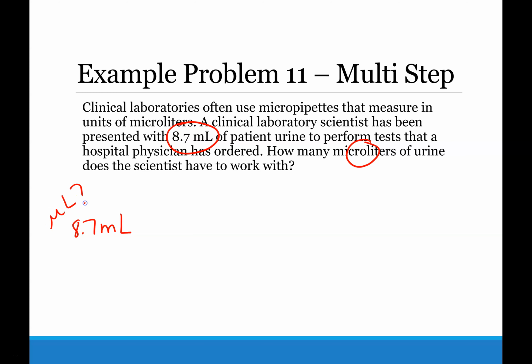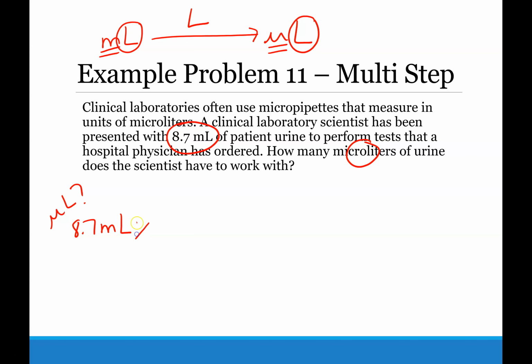So microliters. Now we have to figure out if it's a multi-step or a single-step approach. So we're going from something with a prefix, which is milliliters, to something else with a prefix, which is microliters. And since we're going from one thing with a prefix to another thing with a prefix, it's going to be a multi-step approach. And we have to go to liters, since that is what the two units share.